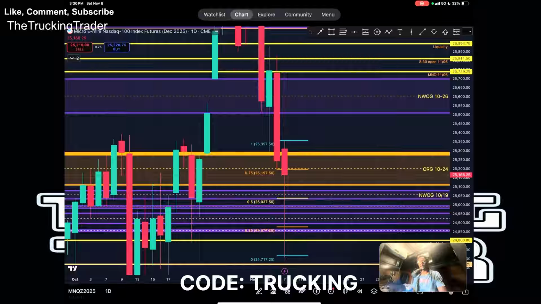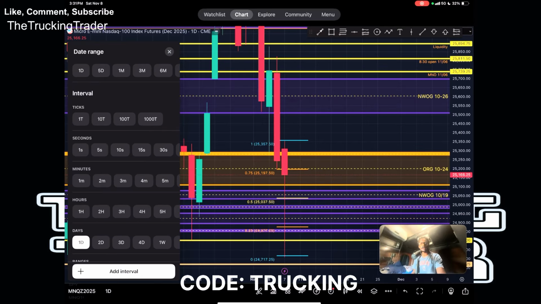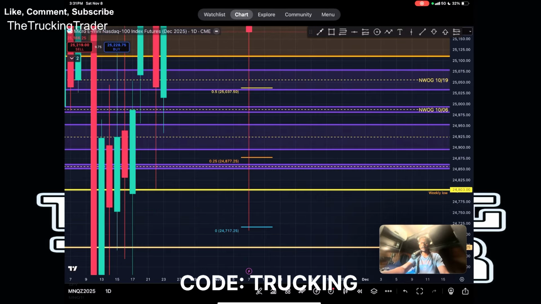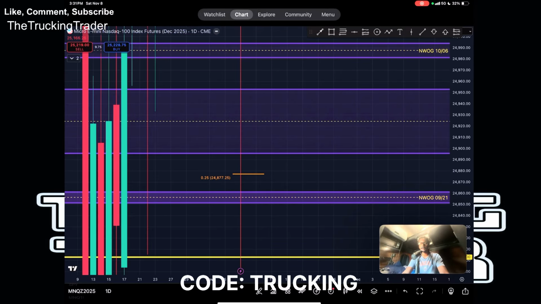So the new week opening gap forms every Sunday. Well, not every Sunday, because sometimes it does not form, right? But it forms Sunday at 6 p.m. Eastern Standard Time when the market opens back up on Sundays, right? And you can find them on your chart. I'm not going to try to find one right now, but as you guys can see, I have many of them marked out, right?